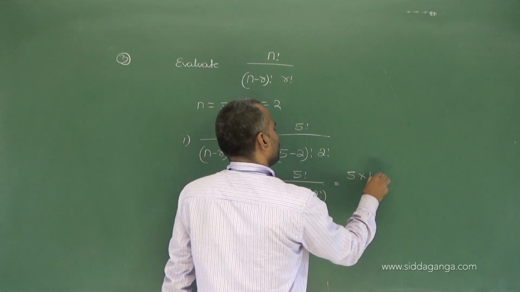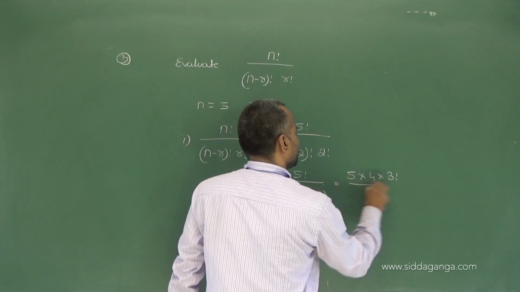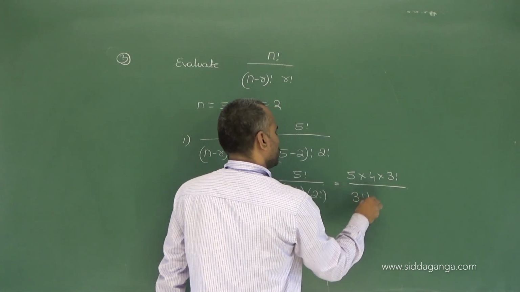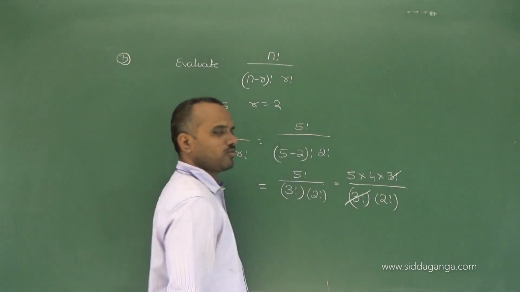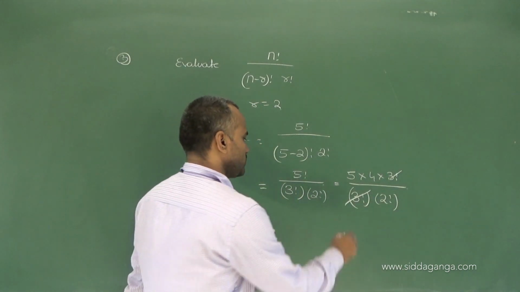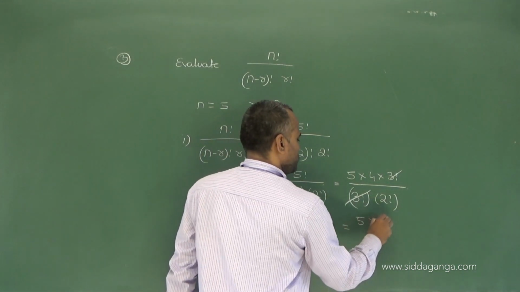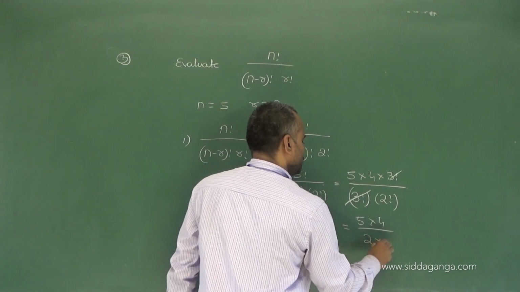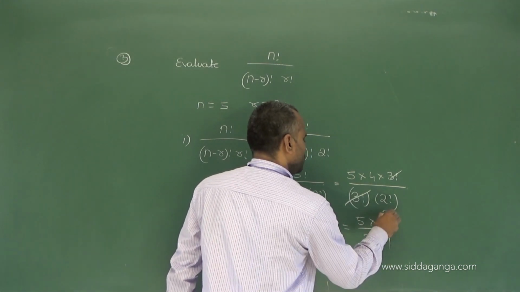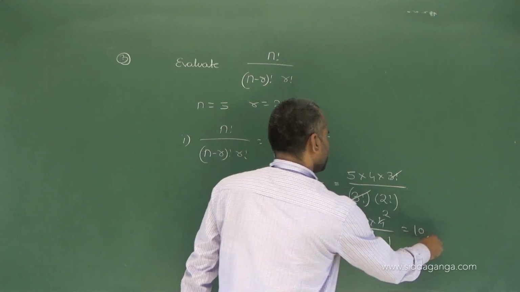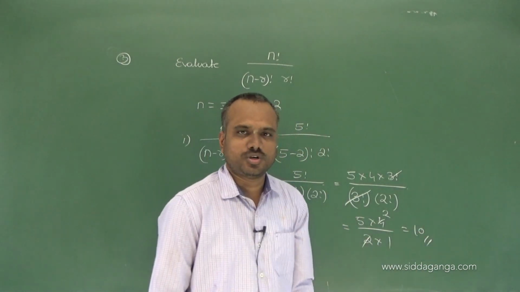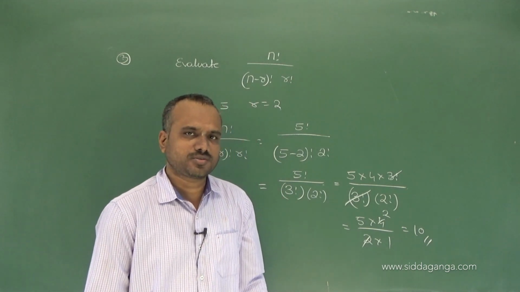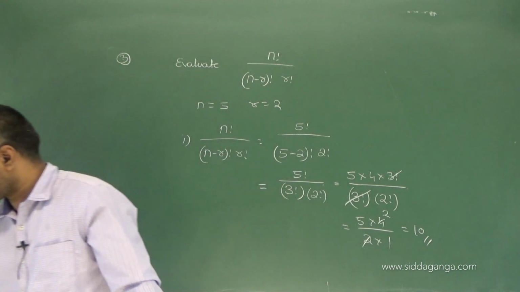5, 4, 3 factorial divided by 3 factorial into 2 factorial. 3 factorial gets cancelled. 5 into 4 divided by 2 into 1. 2 ones are 2, 2 twos are... So the answer is 5 twos are 10. Correct? 5 into 2, answer is 10. Next question.